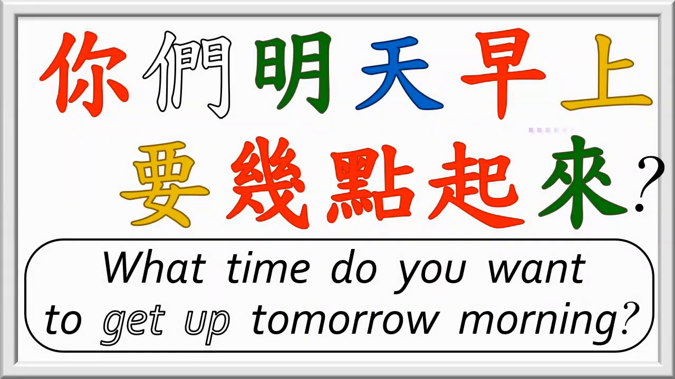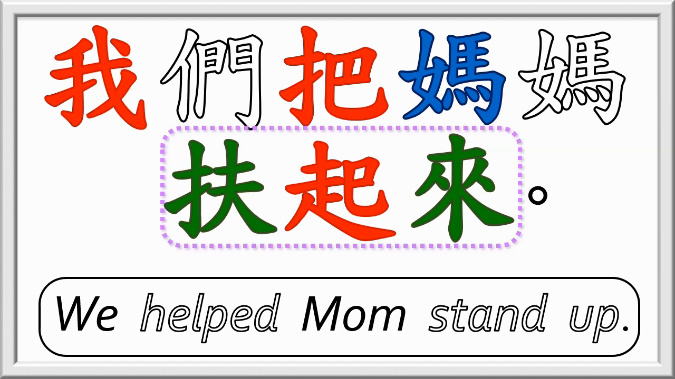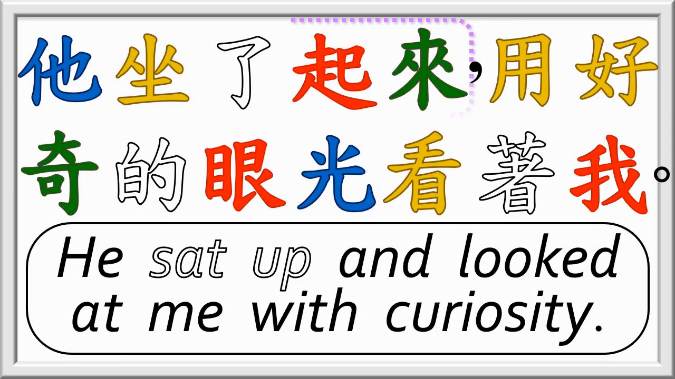The two-character phrase 起来, used alone, in English means to get up from a lying or sitting position. 起来 appears with many verbs to convey the idea of raising up someone or something. Notice that the addition of 来, meaning to approach the speaker, is a reference to a desired position or expected outcome of the action in question. 你们明天早上要几点起来? What time do you want to get up tomorrow morning? 我们把妈妈扶起来。 We helped mom stand up. 她坐了起来,用好奇的眼光看着我。 He sat up and looked at me with curiosity.